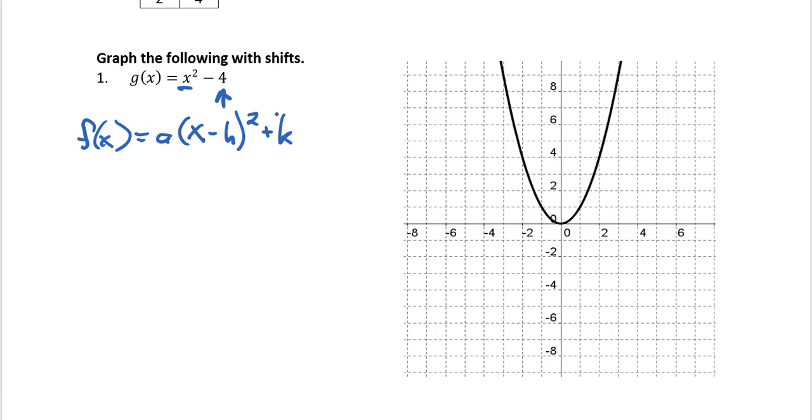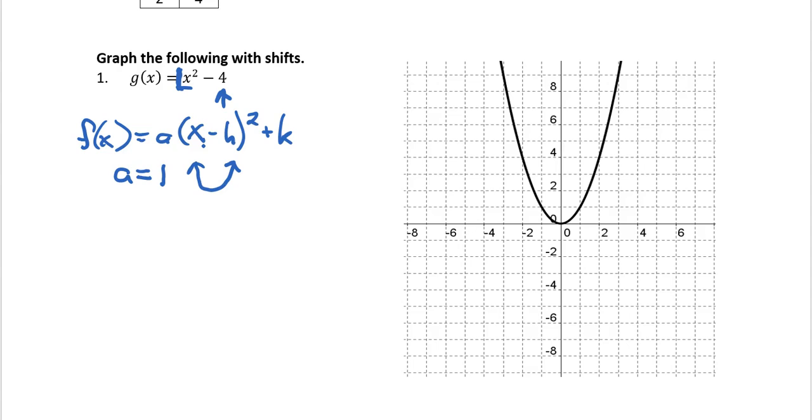Okay, so using this general format, we can identify what the a value is in our equation. The a value is a silent 1 because there was no number in front of x squared. Now that a value is positive, which is going to tell us that our parabola will open up, like the picture that we already have. So our parabola is going to open up.